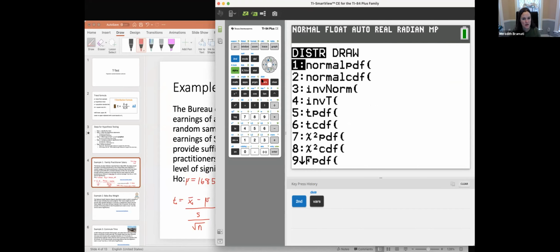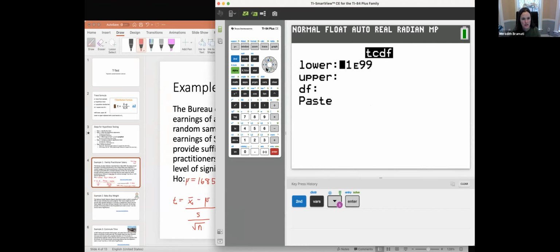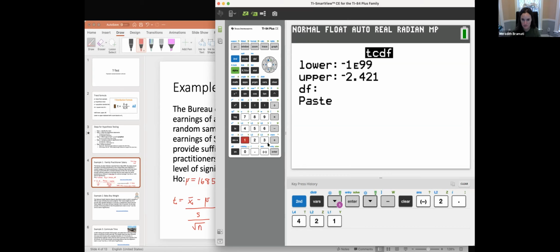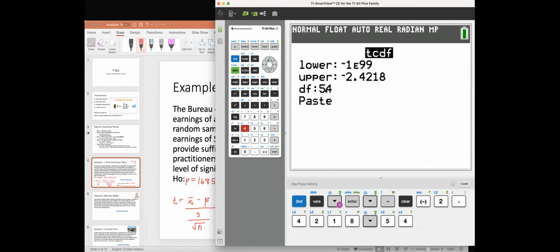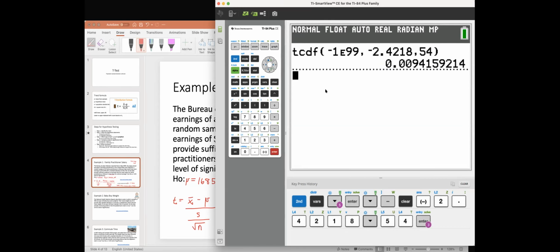So if I do second VARS, tcdf, -1 to the 99, negative, all right, that does not look like it. There you go, negative 2.4218, degrees of freedom of 54. And paste. You're not getting that on the graphing calculator? Let me try it again. Okay.